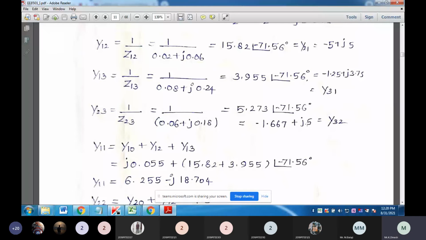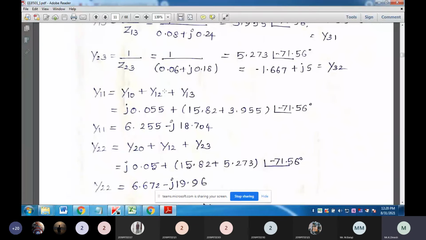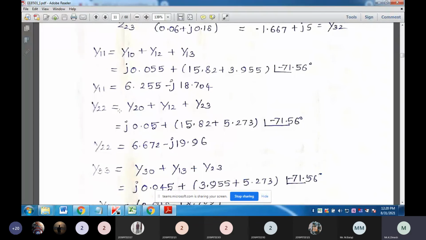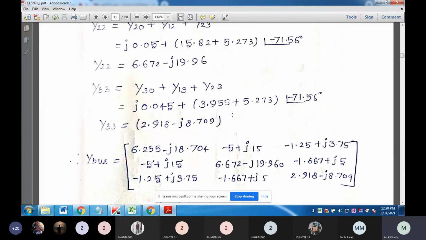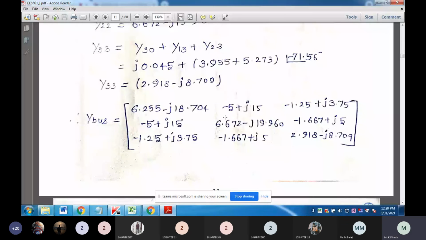And Y11 is nothing but Y10, Y12, Y13. So if you are solving, you are getting 6.255 minus J18.704. And Y22 is Y20, Y12, Y23. So if you are simplifying, you may get 6.672 minus J19.96. Likewise Y33, Y30, Y13, Y23. If you are adding, you may get 2.918 minus J8.709. So now you may get your Y bus matrix.